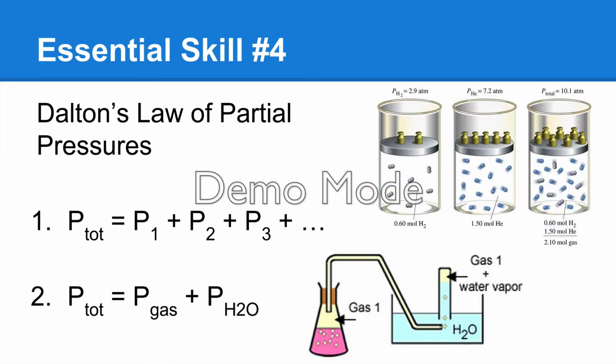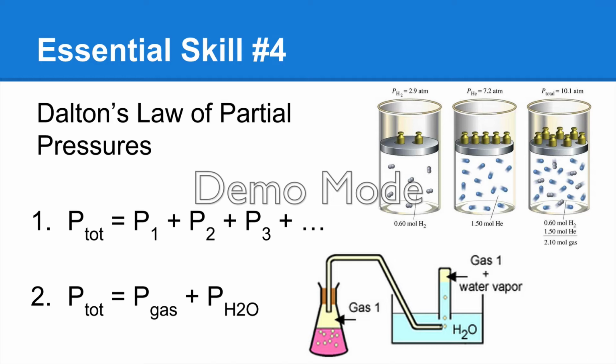Essential skill number 4, there are 2 different ways that this question could be asked. The first way is saying that each of the gases' pressures added together gives you the P total. In the picture to the right, there are 3 containers. The first 2 containers are separate. One's hydrogen, one's helium, and they each have their separate partial pressures, in atmospheres. If you add them together, that's all you do. You have more moles of gas in the third container, and the pressure is added up. So that's all the first part is.